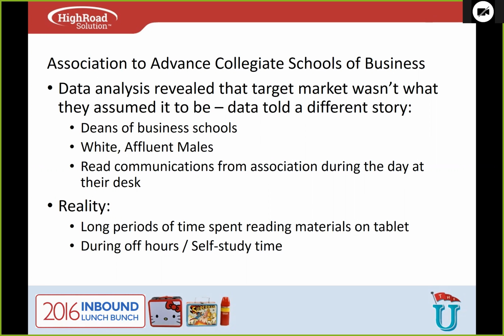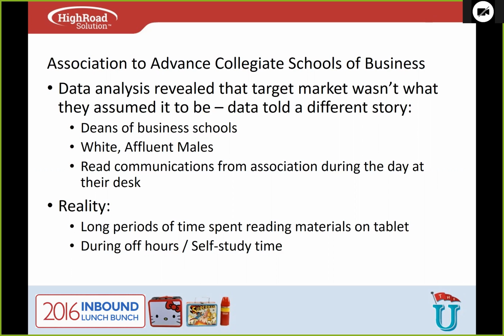Before that went out, we did some data analysis, and it revealed that the target market they thought they were sending to wasn't what they assumed it to be. The data actually told a completely different story. Their target market are deans of business schools, so these are white, affluent males. And they assumed that any information, long-form newsletters, things like that, sent by the organization are read during the day at their desk.